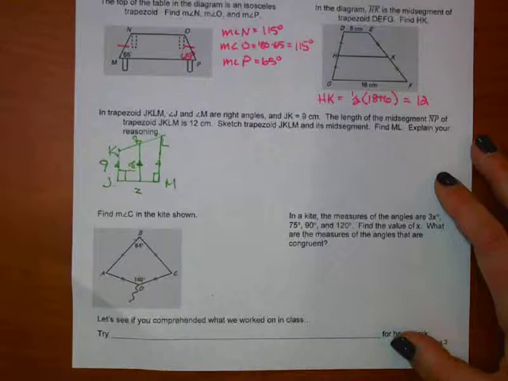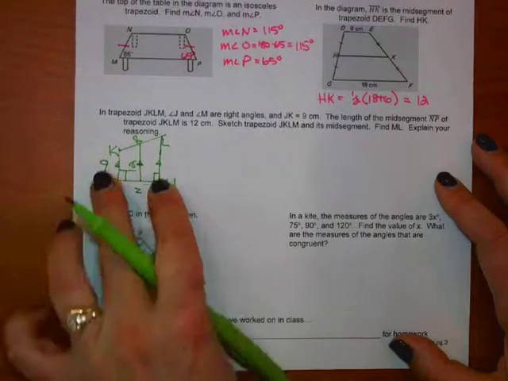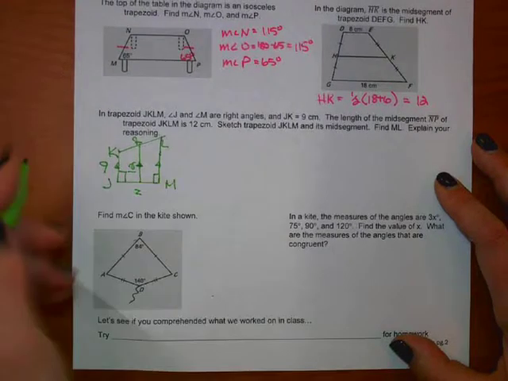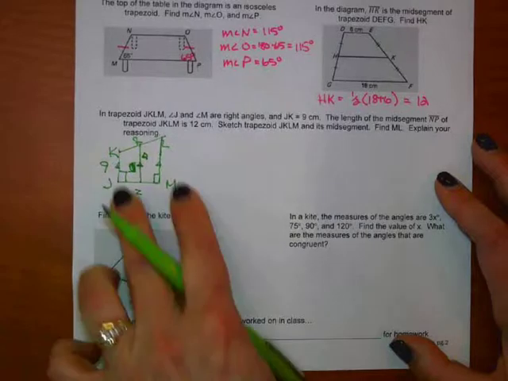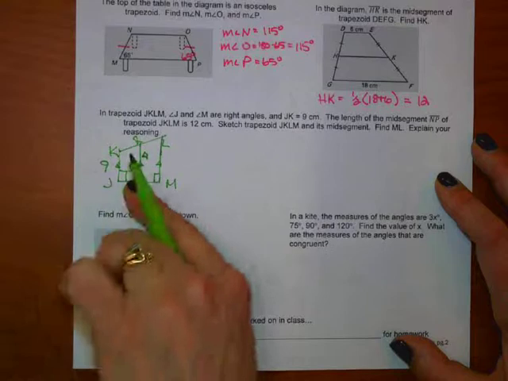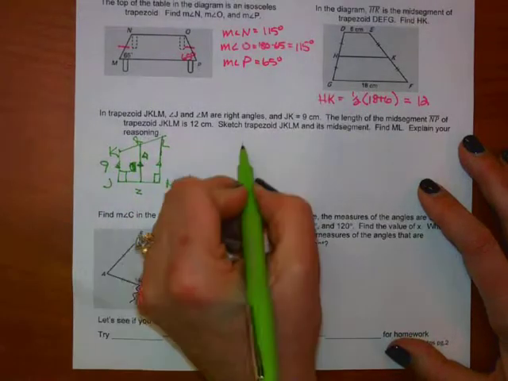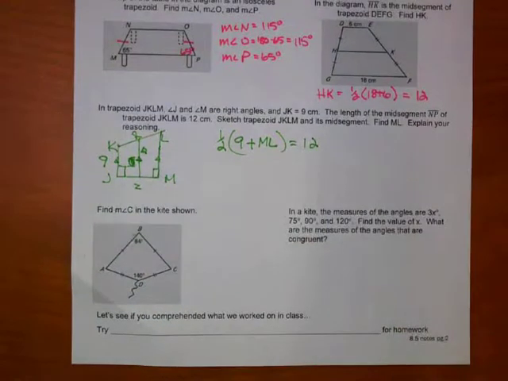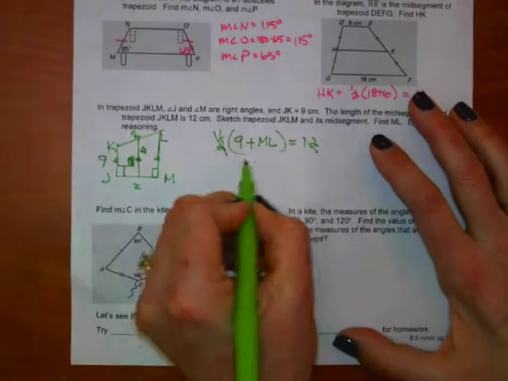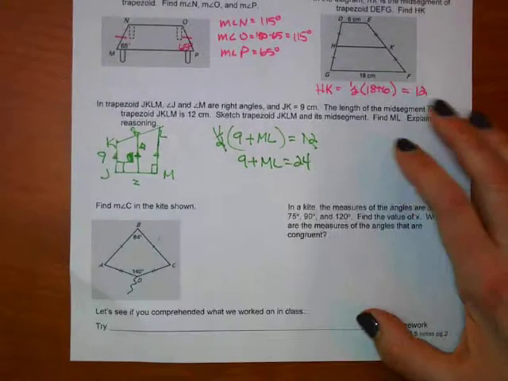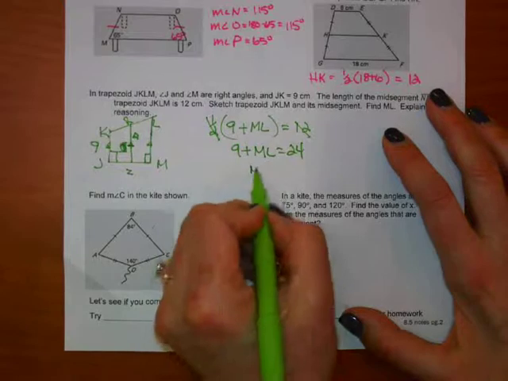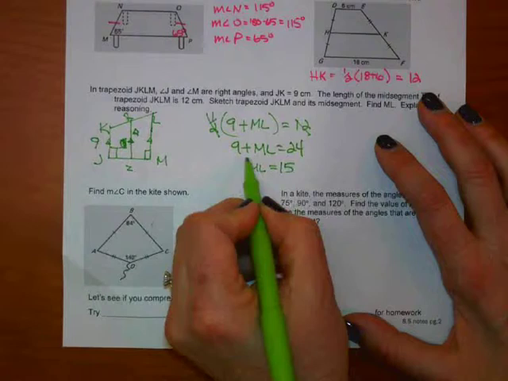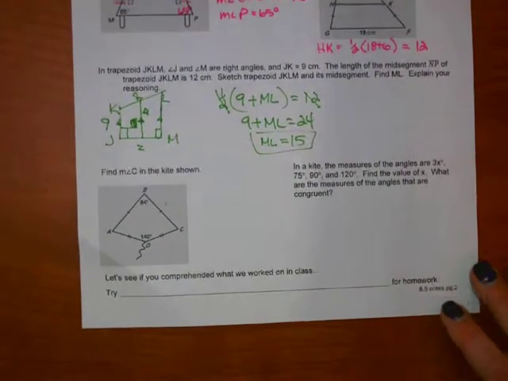So sketch the trapezoid and its midsegment and find ML. So we need to find this side. Okay, so I know that these two sides added together and cut in half equals 12. Okay, these two sides added together, cut in half, equal 12, correct? So just write what that says. I know that these two sides, 9 plus ML, cut in half, equals 12. You could distribute that 1/2, but that's kind of a pain. Let's just get rid of that 1/2 by multiplying both sides by 2. Multiply by its inverse, right? So if I multiply both sides by 2, I get 9 plus ML, which equals 24. And then ML equals what? Yeah, 15. Cool? All right, let's keep going.